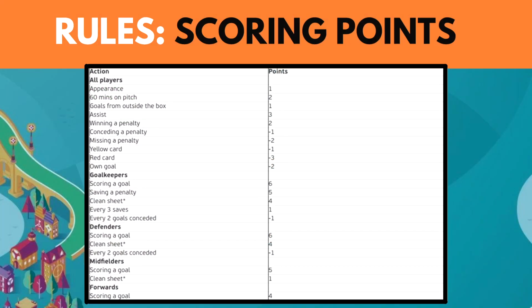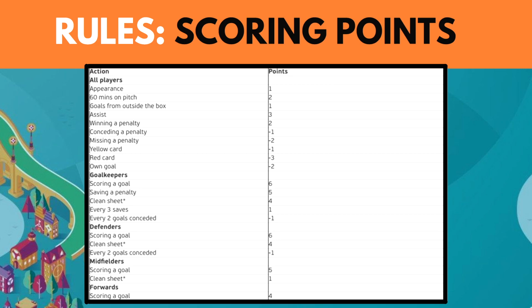Now guys, coming to one of the most important sections of this game, how do you score points? Now scoring points is also pretty simple. For an appearance from any player, that player gets 1 point. If that player completes 60 minutes on the pitch, that 1 point becomes 2. Guys, if there's any player who scores a goal from outside the box, then there's an additional point for that.